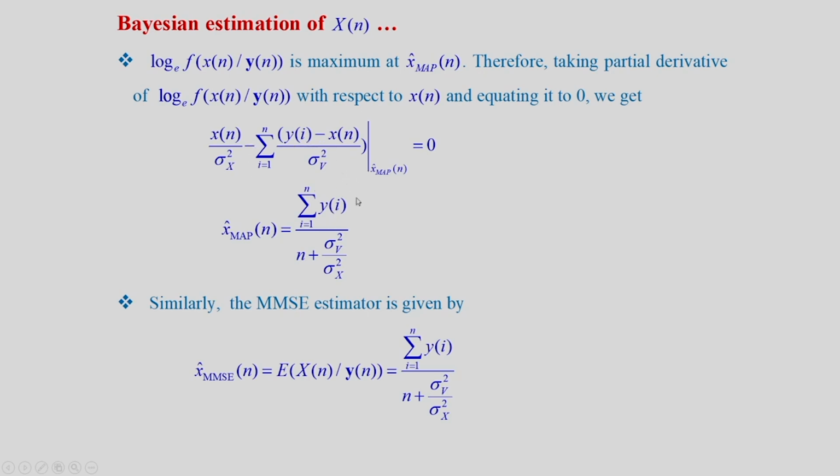And if we simplify this expression, we will get x at MAP n, that is the maximum a posteriori estimate of xn, as summation yi, i going from 1 to n, divided by n plus sigma v square divided by sigma x square. Similarly, the MMSE is given by x at MMSE n is equal to conditional mean of the posterior PDF, that is E of xn given yn. So, that is given by summation yi, i going from 1 to n, divided by n plus sigma v square by sigma x square. Actually, same quantity we will get because of the symmetry of the Gaussian PDF.